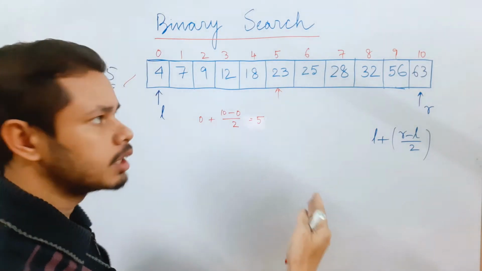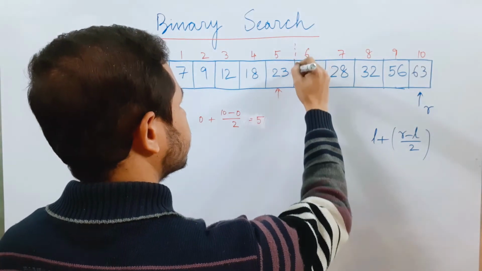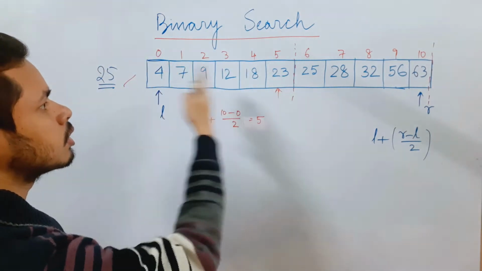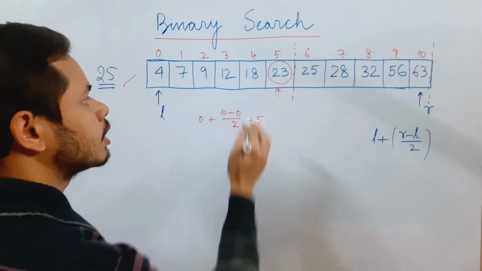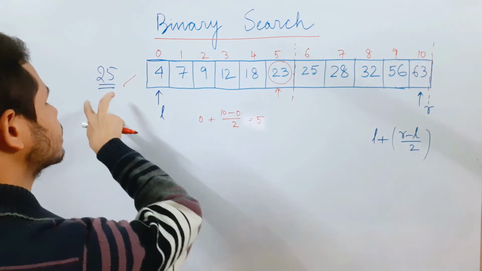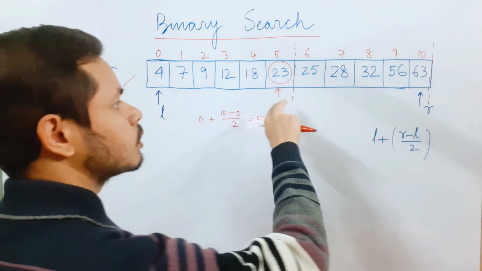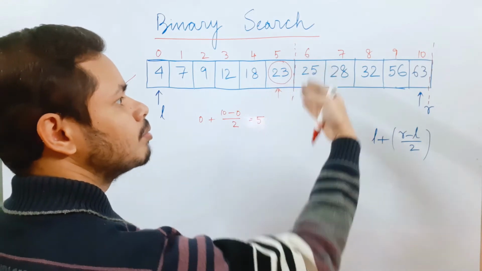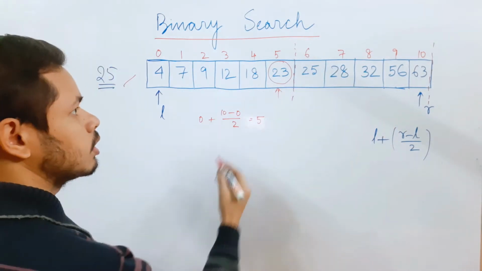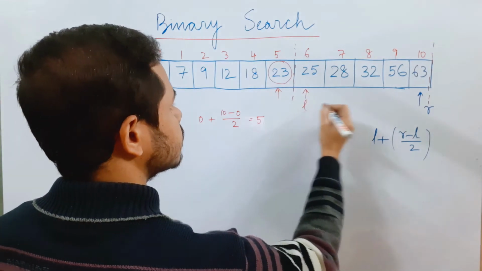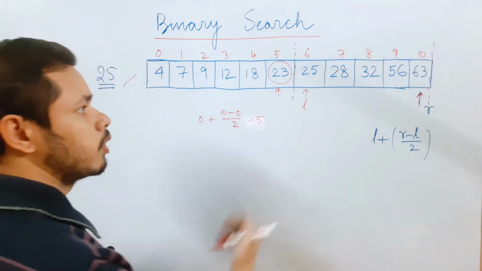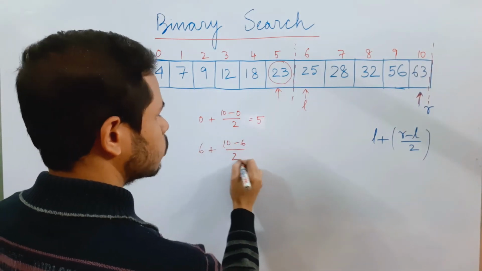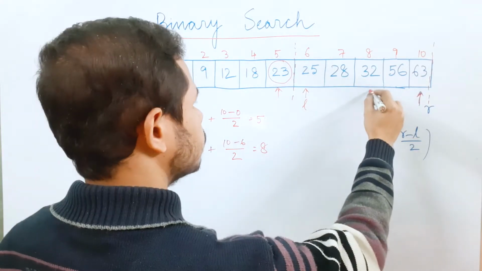So our search domain will start from this point and go up to this point. Why? Because all the values on the left hand side of the middle element are lesser than it, and we want something bigger than the middle element. So we should proceed searching this side. Now in the same way, we should find the middle element of this part. What should be the middle element? In our case, L will be this and R will be this. What will be the middle point? 6 plus 10 minus 6 by 2, that will be 8. Okay, so this will be our mid.